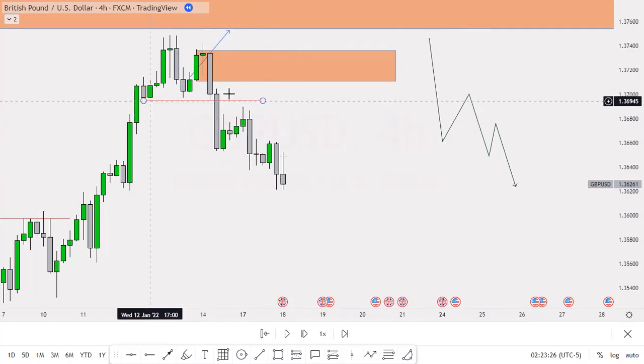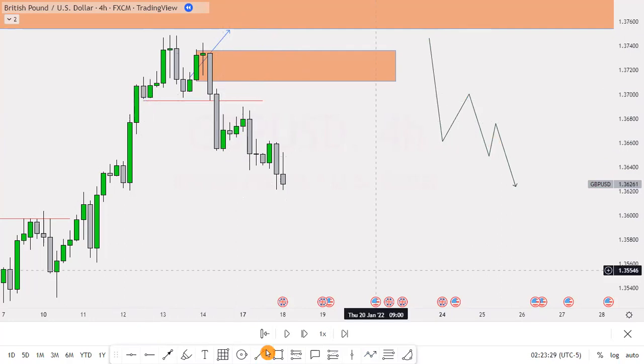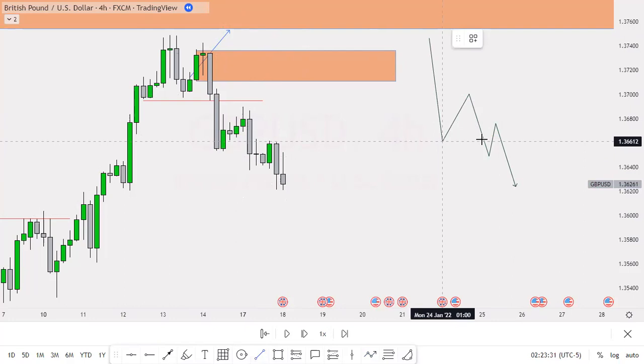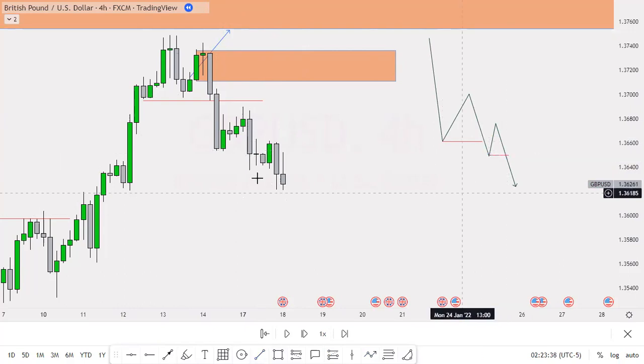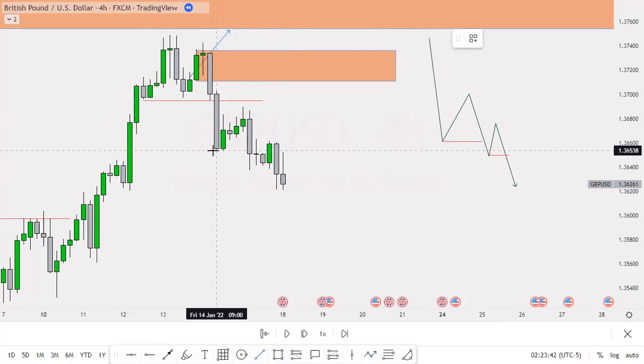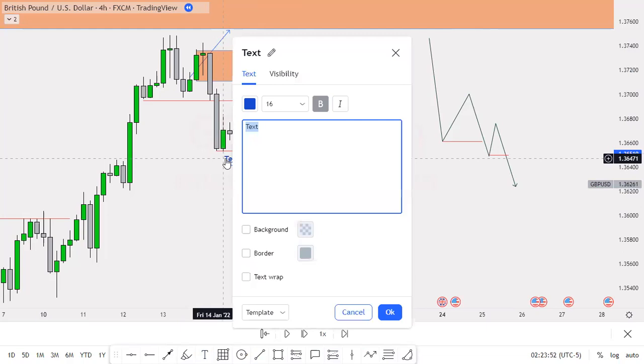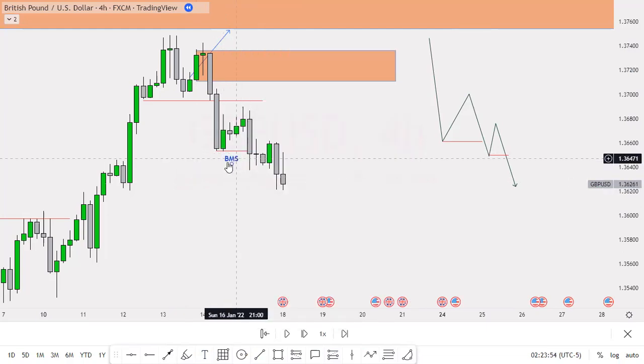So you can see, here we had a change of character, but now we can see a break of structure here, and also a break of structure here. If we look closely, the break of structure happened here. This is where you can see the break of structure. Is it here in the little chart? Break of structure occurred here. So you have a break of market structure there.